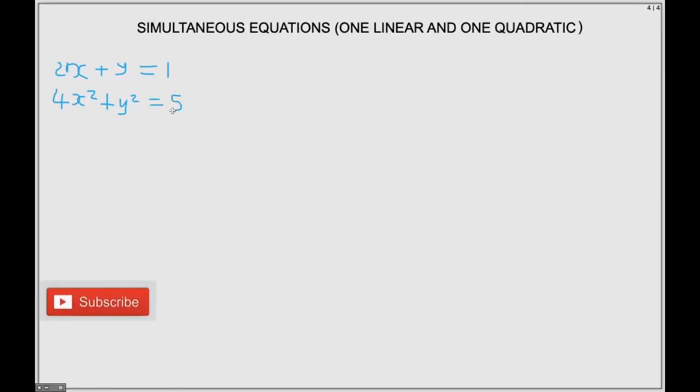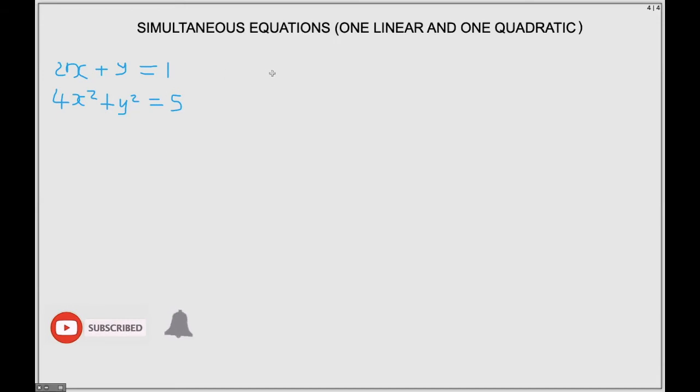Now the next example that we have here, we have one linear and one quadratic where we have a square being visible. So once we're not seeing x standing alone with no power and y standing alone with no power, then we can consider this to be a quadratic equation. So equation 2, 4x squared plus y squared equals 5 is considered to be the quadratic form, while 2x plus y equals 1 is a linear form.